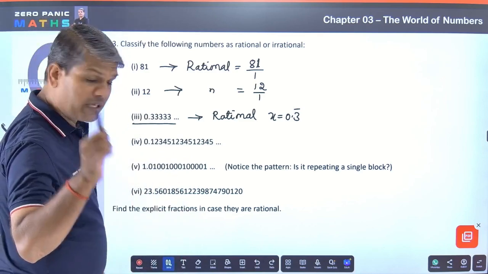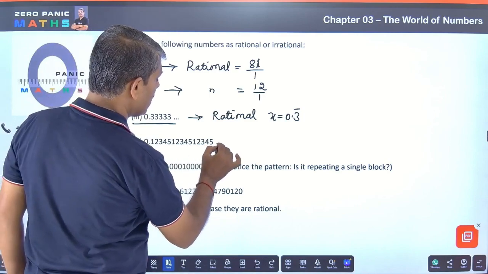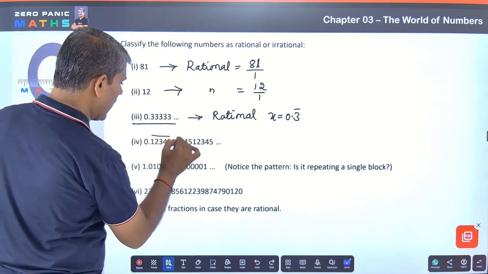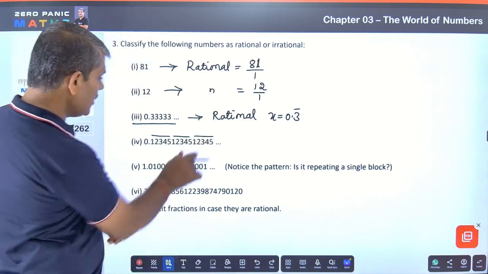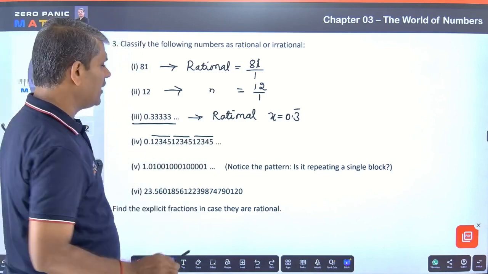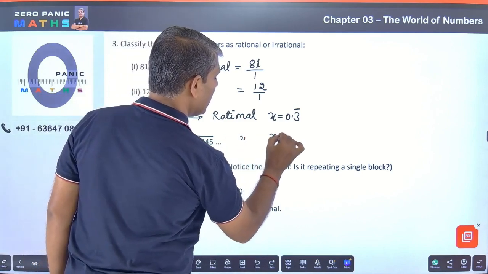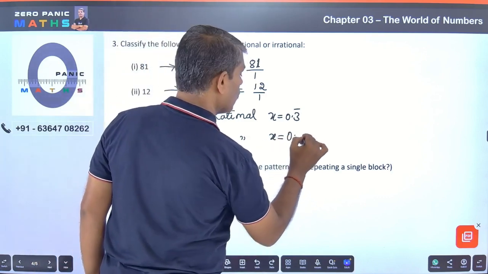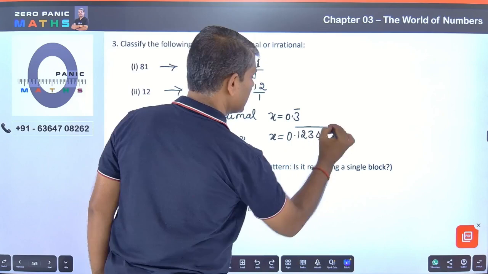Okay, listen to me carefully here. The fourth one looks like an irrational number because it continues, but observe carefully: 1 2 3 4 5, 1 2 3 4 5, 1 2 3 4 5. This pattern is actually getting repeated, so it is a repeating rational. Again, you can say that this is a repeating rational, and you can consider x is equal to 0.12345, 12345, like this.